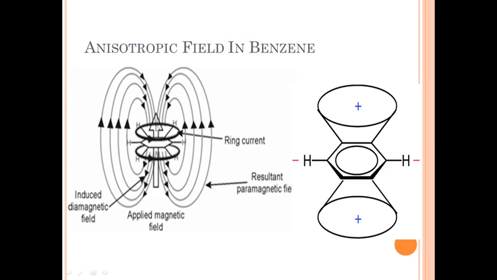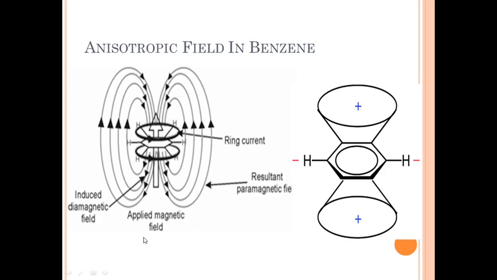These polarizable electrons of pi bond create ring current, and this results in the generation of induced magnetic field. So you can observe here two fields, induced magnetic field by that particular compound and applied magnetic field, which is the external one.